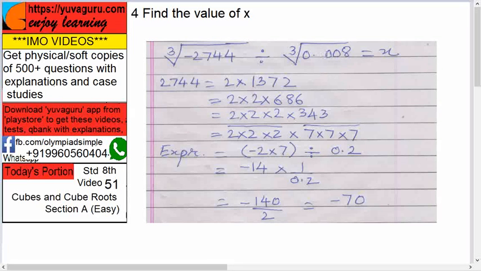Now cube root of 0.008. Cube root of 8 is what? 2. Point means there are 3 cube roots and there are 3 places after the point, so that will become 1, so it is 0.2.